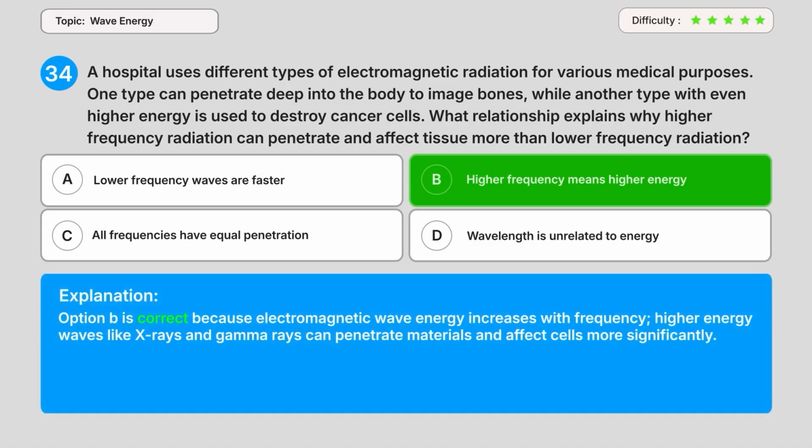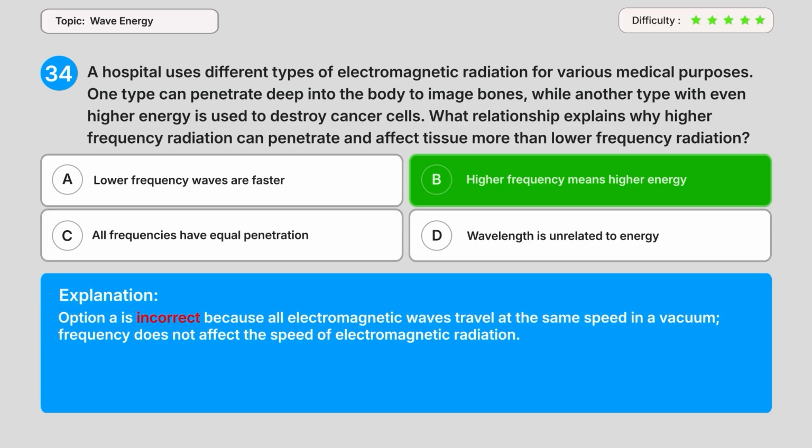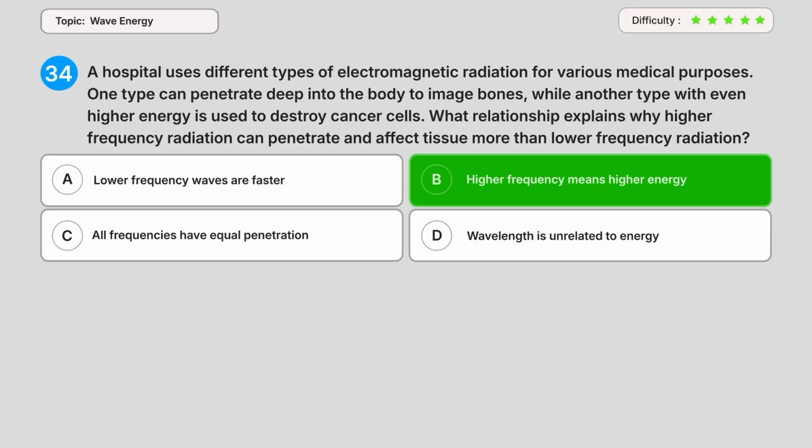Explanation. Option B is correct because electromagnetic wave energy increases with frequency. Higher energy waves like X-rays and gamma rays can penetrate materials and affect cells more significantly. Option A is incorrect because all electromagnetic waves travel at the same speed in a vacuum. Frequency does not affect the speed of electromagnetic radiation.